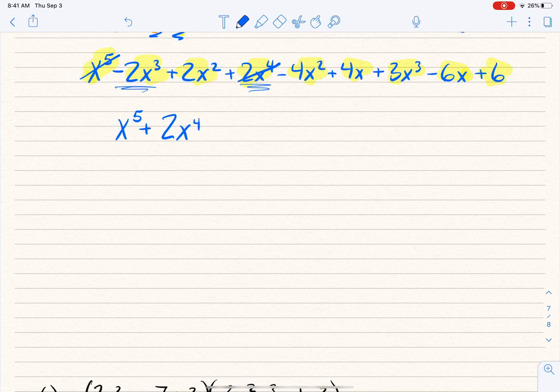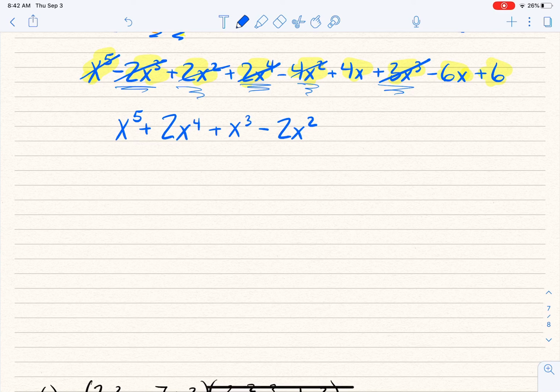I've got a negative 2x to the third and a positive 3x to the third. So when I combine those, I would get plus 1x to the third. So that's taking care of that one and that one. And now let's look at the squared terms. I've got x squared here and x squared here. So 2x squared minus 4x squared is minus 2x squared. So that takes care of this one and that one.